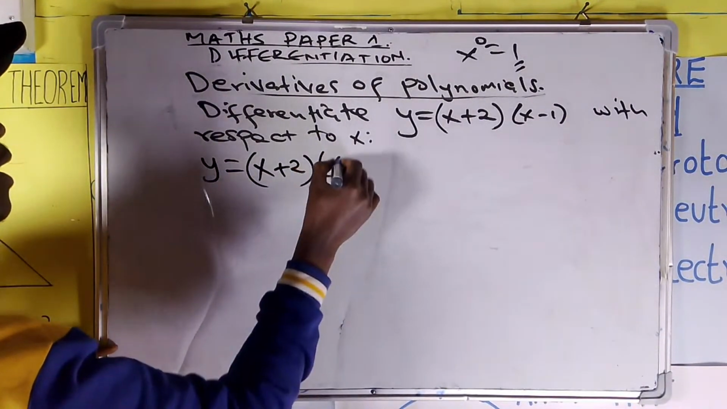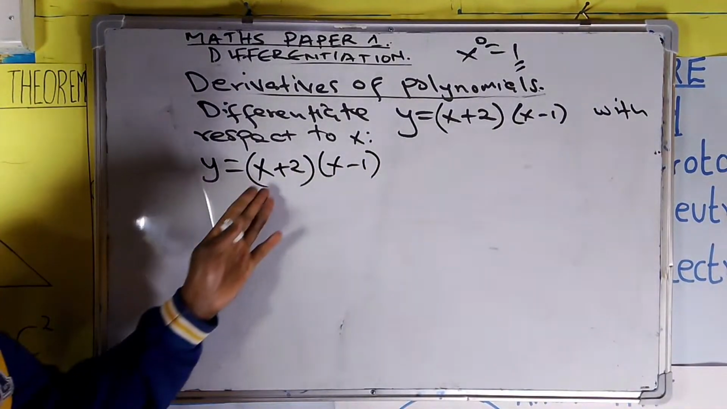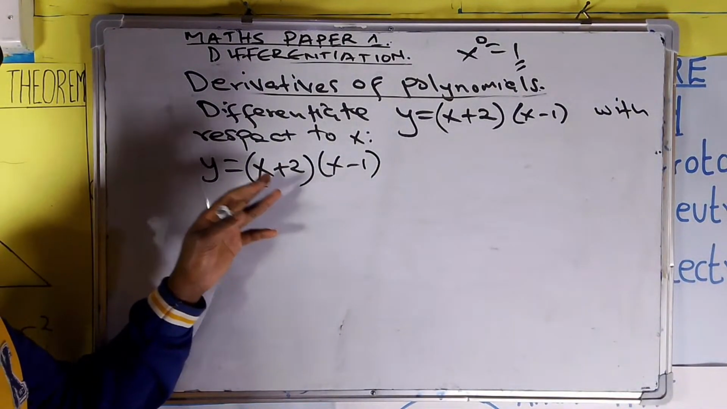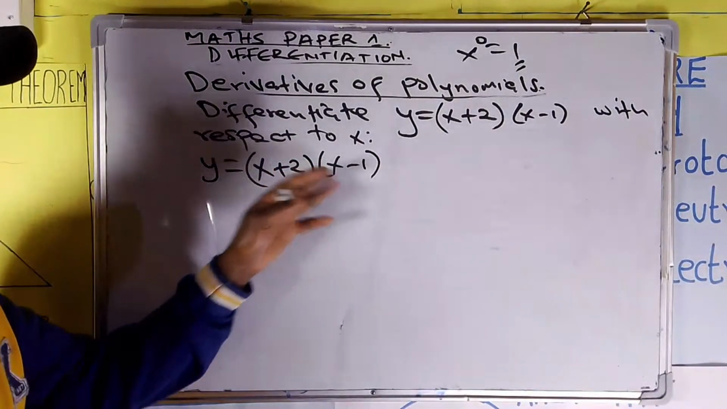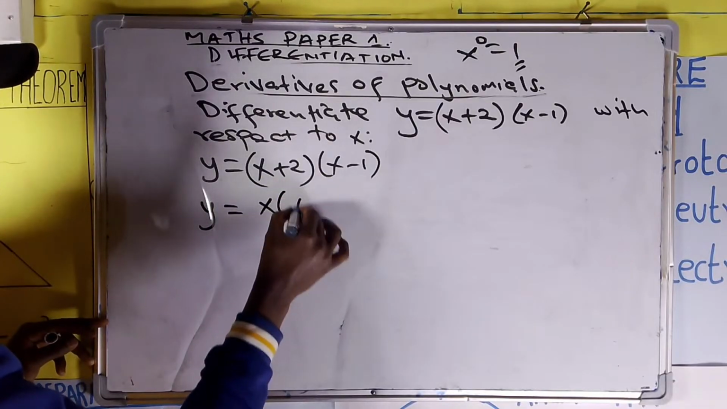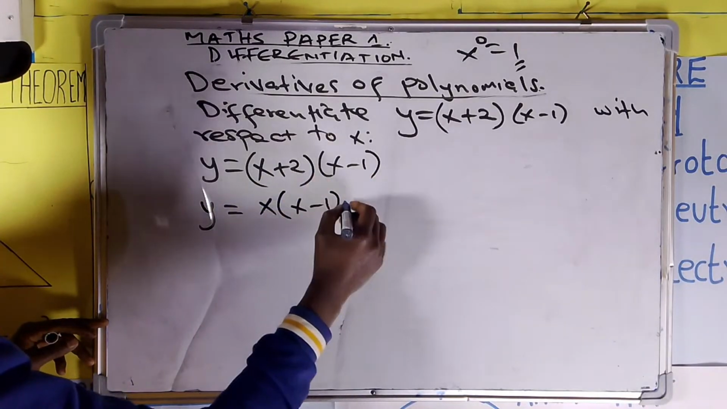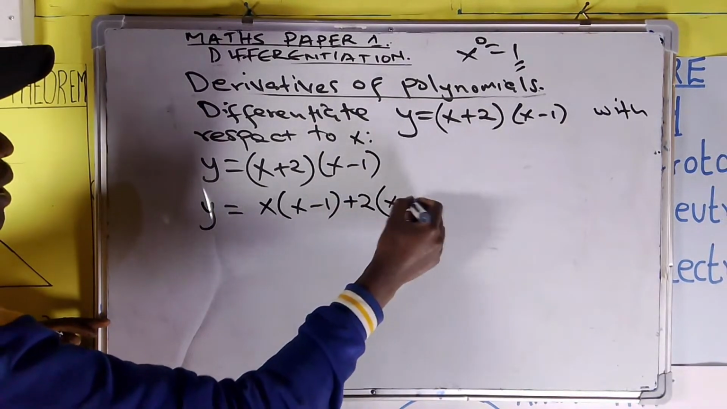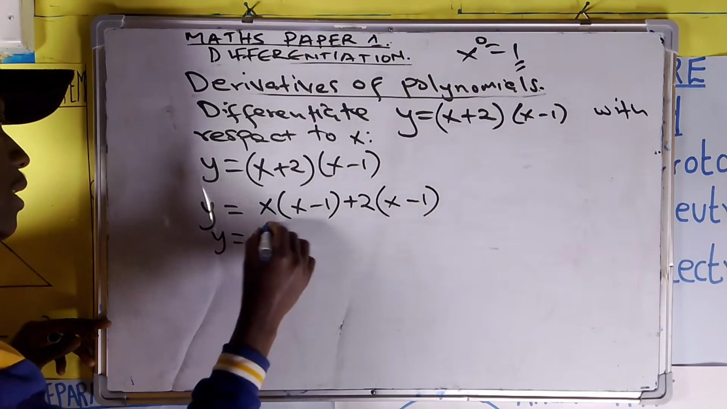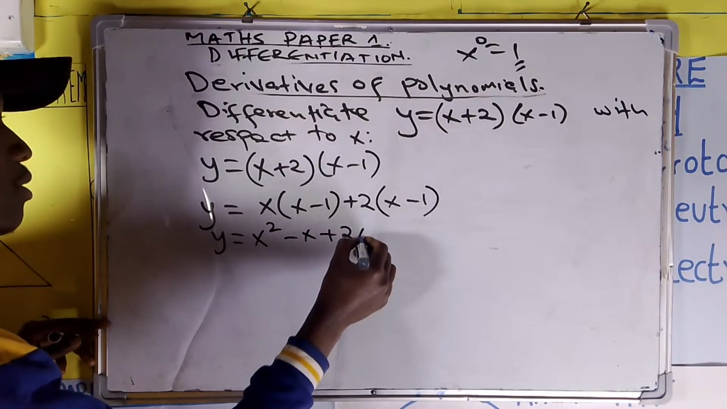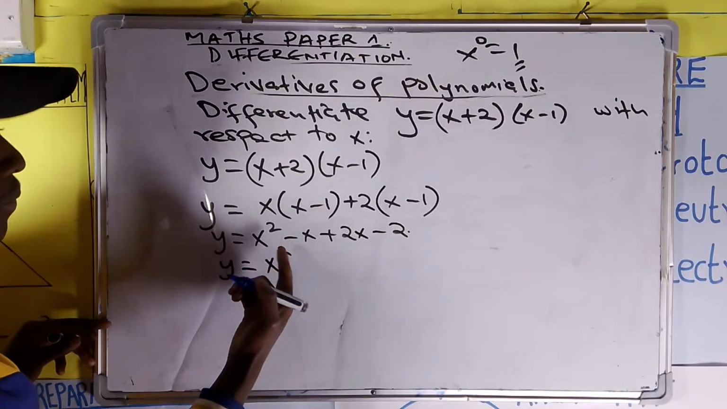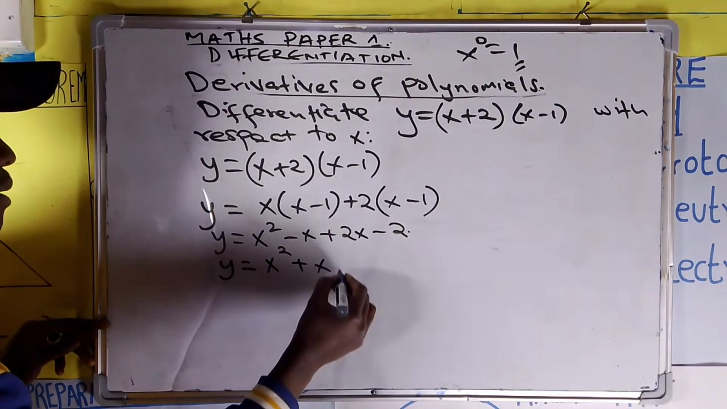In this case, we have y is equal to x plus 2, x minus 1. This function here, we are first going to expand. You cannot find the derivative of this function when it is like that. You have to expand it. Once you expand, y equals x times x minus 1, plus 2 times x minus 1. So y is x squared minus x plus 2x minus 2, so y will be equal to x squared plus x minus 2.